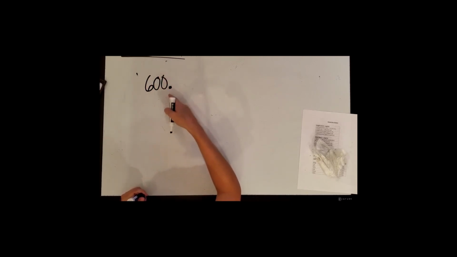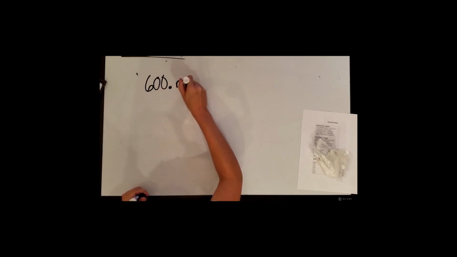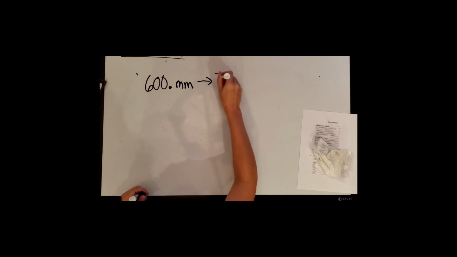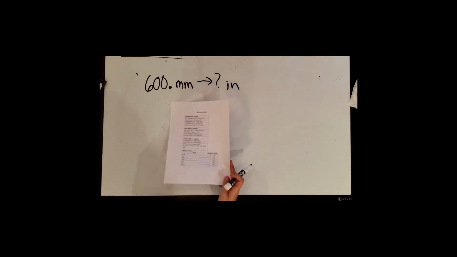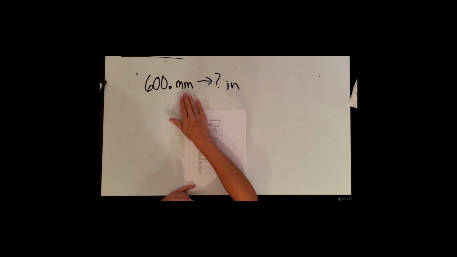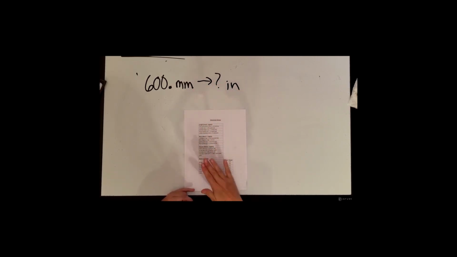So 600, notice this one's going to have a decimal saying that those zeros matter. That's why the decimal's there. And it's going to be millimeters, and we're going to go to inches. So when you first approach this problem, you're going to see that you're going from millimeters to inches, and you're going to look and think, okay, it's metric to English, let me find a conversion factor, and that's good.